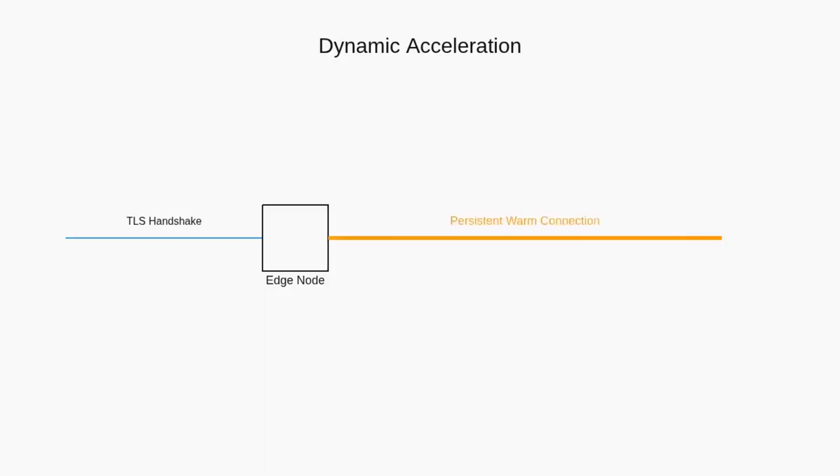But what about dynamic content that can't be cached, like a user's shopping cart? CDNs still provide a massive speed boost here through dynamic acceleration. To establish a secure connection, your browser and the server perform a TLS handshake. This requires multiple round trips. By terminating the TLS connection at the edge node, which is physically closer to you, the handshake finishes in milliseconds instead of hundreds. Furthermore, the CDN maintains warm, persistent TCP connections from its edge nodes back to your origin.